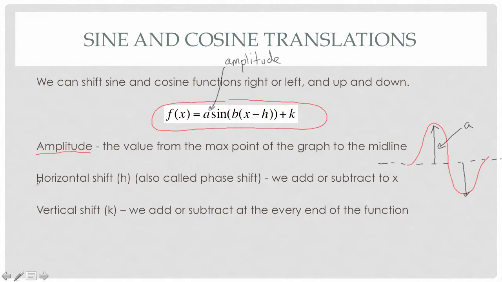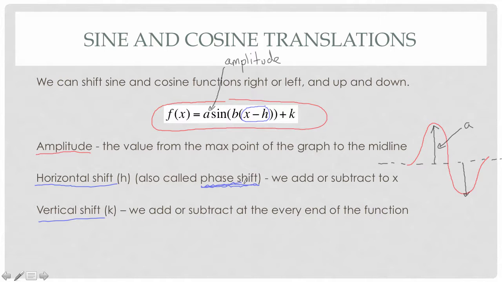We also have a horizontal shift and a vertical shift. So sometimes we want to move our graph to the right or left or up or down. The horizontal shift, if you remember, is whatever you add or subtract to our x value. So if I want to shift right or left a certain amount of degrees or radians, I need to add or subtract to whatever is x. In trig, we often call that the phase shift, which is another term.